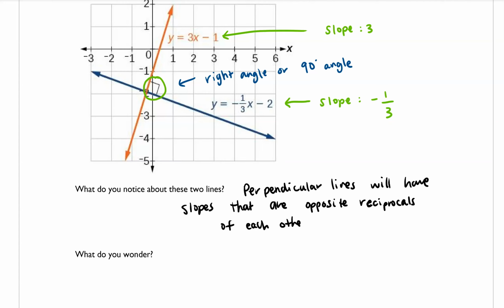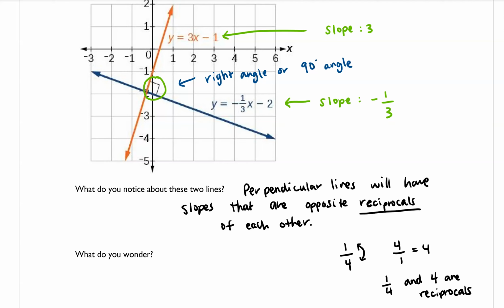What does that mean? What is an opposite reciprocal? Well, let's just start off with the term reciprocal. So if you have a number such as 1/4, its reciprocal is the number that you get by switching the numerator and the denominator. So if I swapped the 4 and the 1, then the reciprocal would be 4 over 1, or just 4. So we say that 1/4 and 4 are reciprocals of each other.